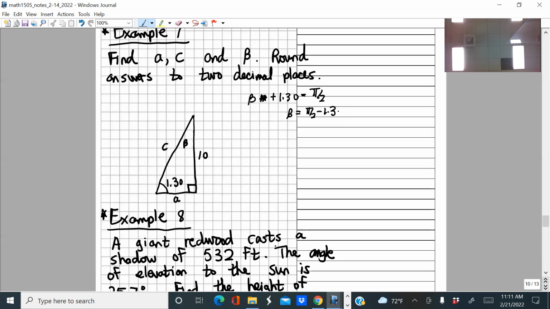That's actually the exact value for beta: pi over 2 minus 1.30. That's approximately what on your calculator, to a couple of decimal places? Just take pi divided by 2 minus 1.30, and you get 0.27. So beta there in radians is about 0.27. Now let's find the lengths of the sides. Let's start with side A.